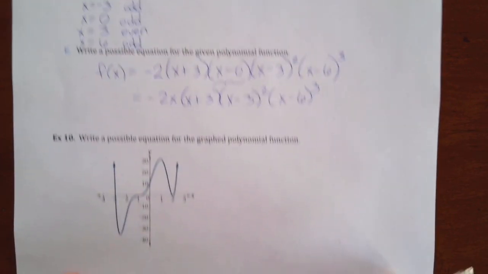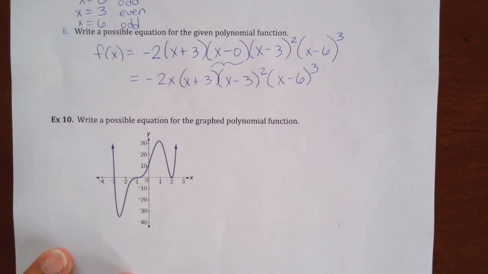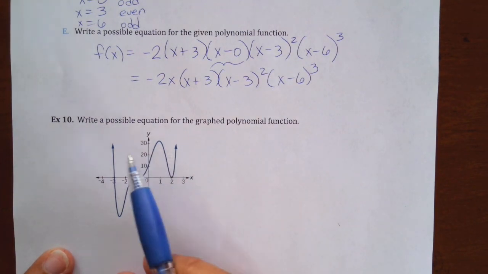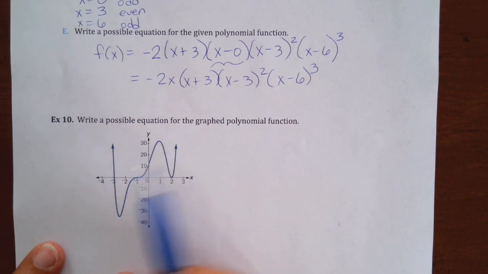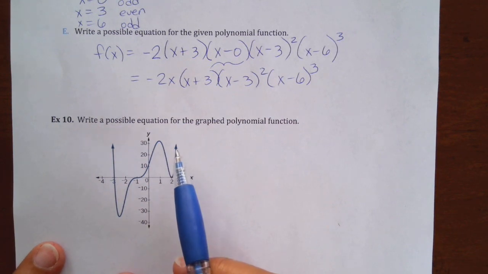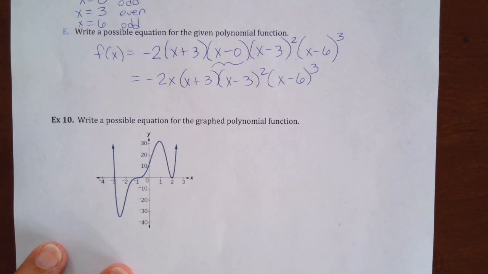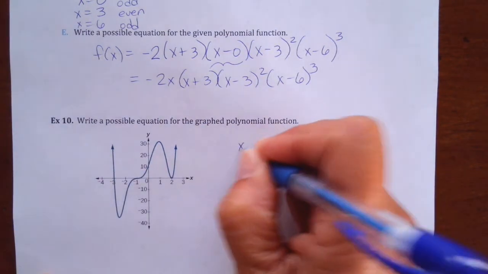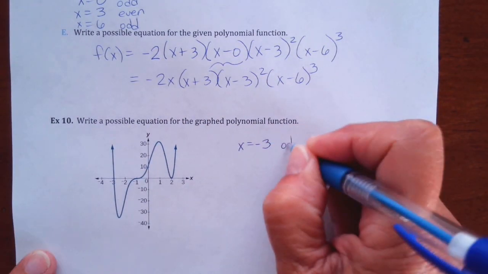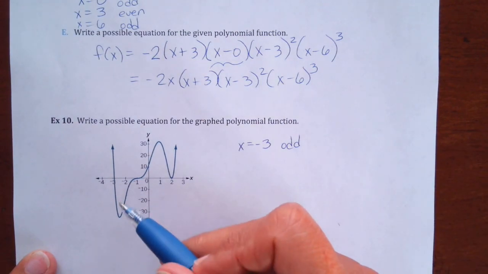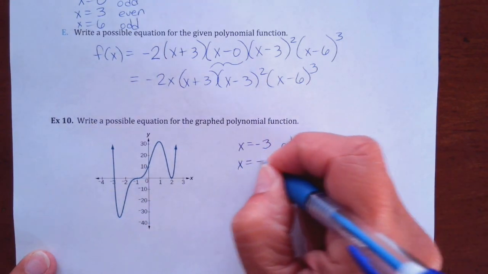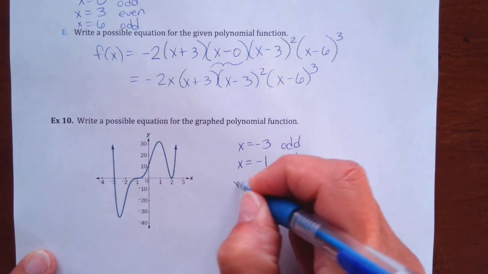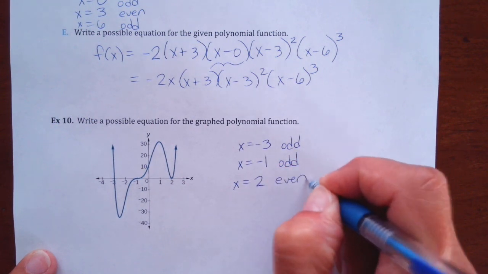All right. So number 10 says, what is a possible equation from this polynomial? So first off, if I'm looking at my end behaviors, it has to be an even degree polynomial. So my exponents have to add up to be some even number. Right side is up, so that means the leading coefficient has to be positive. And then I have my roots at -3. So I'm going to write at x equals -3. That's an odd multiplicity because it goes through, crosses. -1 is another 0, and it also has to be odd because it crosses. And then x equals 2 has to be an even number because it touches.